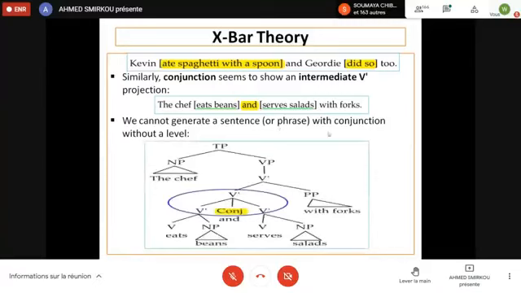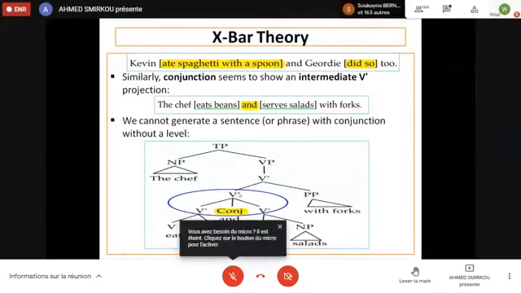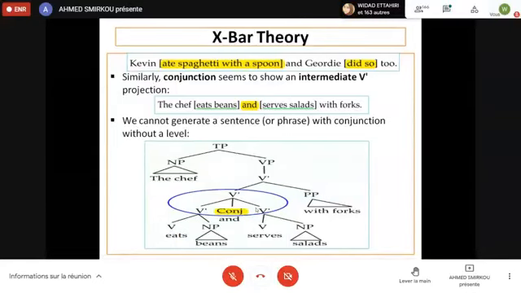So look at this one. This is the rule that you must remember. Whenever you have conjunction between verb phrases, V-bar, conjunction, V-bar. Between preposition phrases, P-bar, conjunction, P-bar. Between adverb phrases, adverb bar, conjunction, adverb bar. Please remember this because I think you will have it in the exam. In the exam, you will have one question in which you draw the tree using X-bar theory. I will give you a sentence or a phrase to draw the tree of it using X-bar theory. So it may contain the conjunction. Is it clear? Any question?